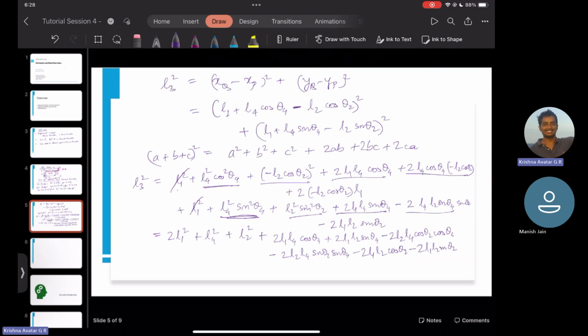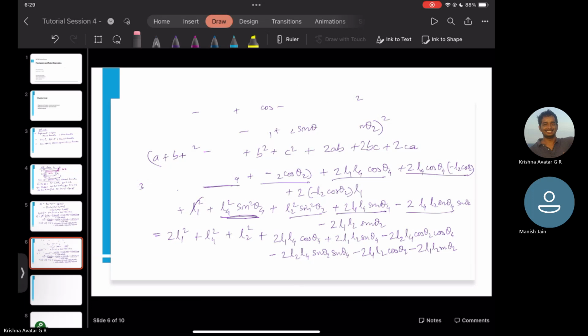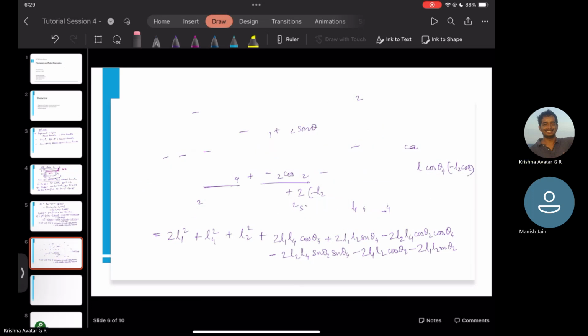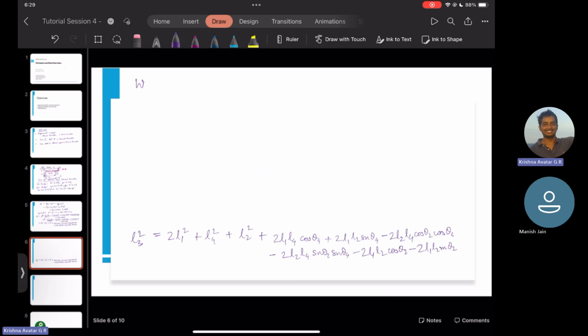Now, there is one very useful thing, so I'll just duplicate this slide. It comes in handy. Delete everything, erase everything here, and just keep it till here.